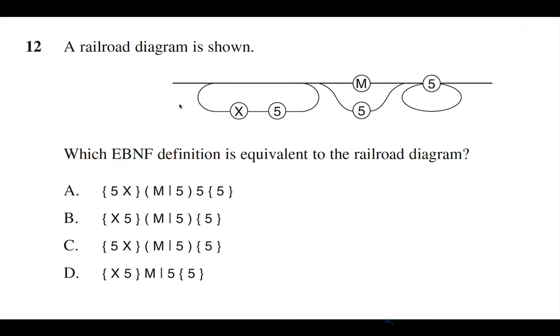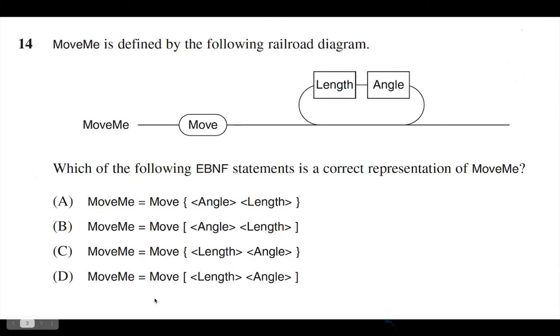I'm sometimes asked to translate between that and EBNF, and it says, okay, this diagram and this logic here, which we'll go through as well, which is its EBNF equivalent? And again, here's another railroad diagram. What's its EBNF equivalent? Okay, and we're going to come back to these questions.